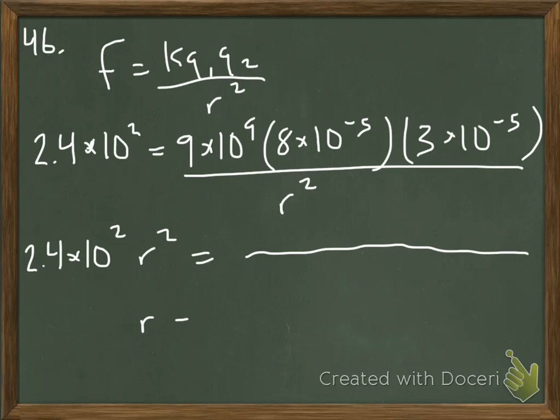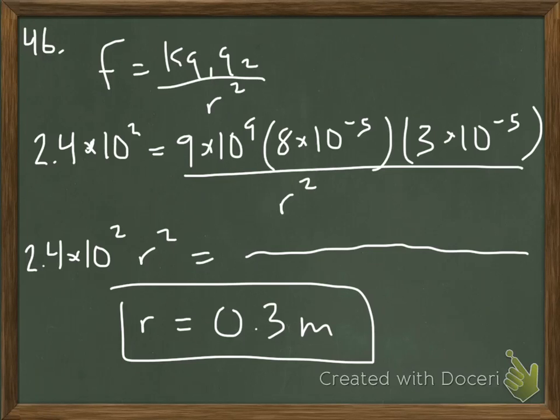You cross multiply. Let me pause there to show you what I did. I cross multiplied here, so I multiplied the r squared times the 2.4 times 10 squared and set that equal to the other side. I didn't bother writing it out because it takes too long. And then you just divide both sides by 2.4 times 10 squared, and then you take the square root of that, and then you get your answer, which is 0.3 meters.